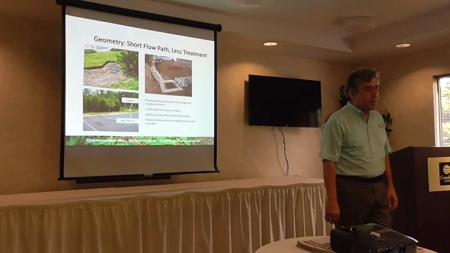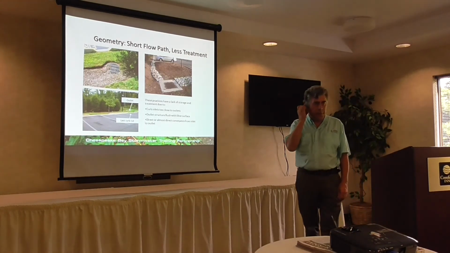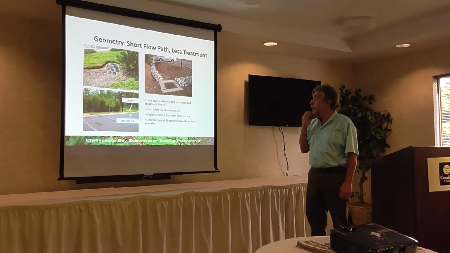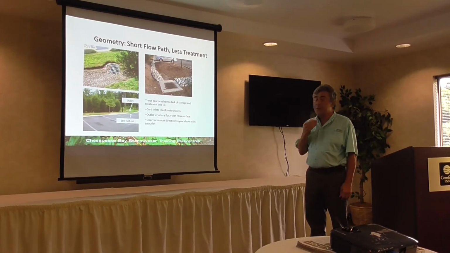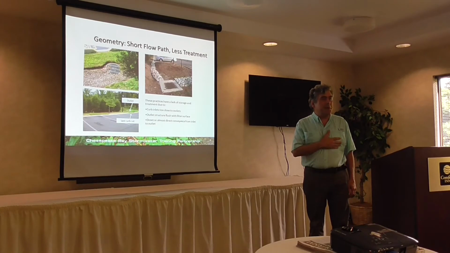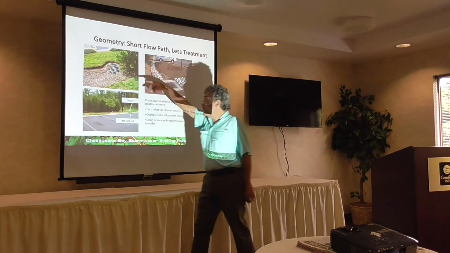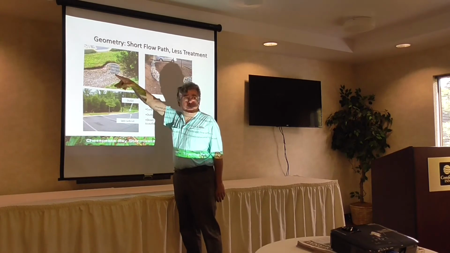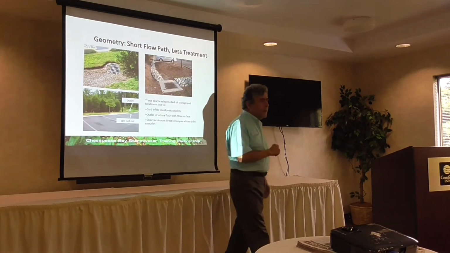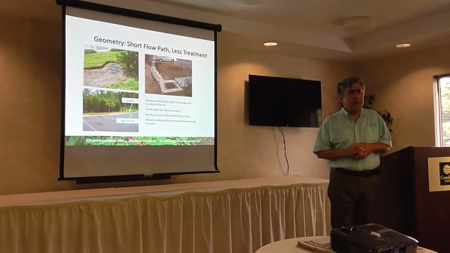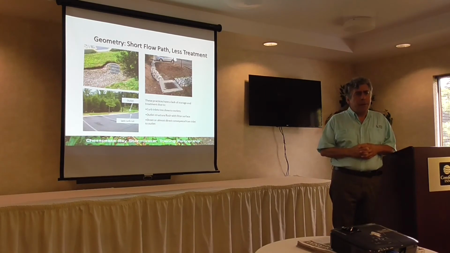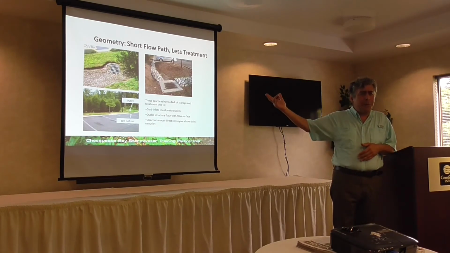So here are some examples of short flow paths with less treatment. And they're all silly, aren't they? And I'll explain their silliness in detail. Here's a curb cut going to a drop inlet. Now, what's the first thing that makes you think that's a bad design? That drop inlet is below the curb cut.